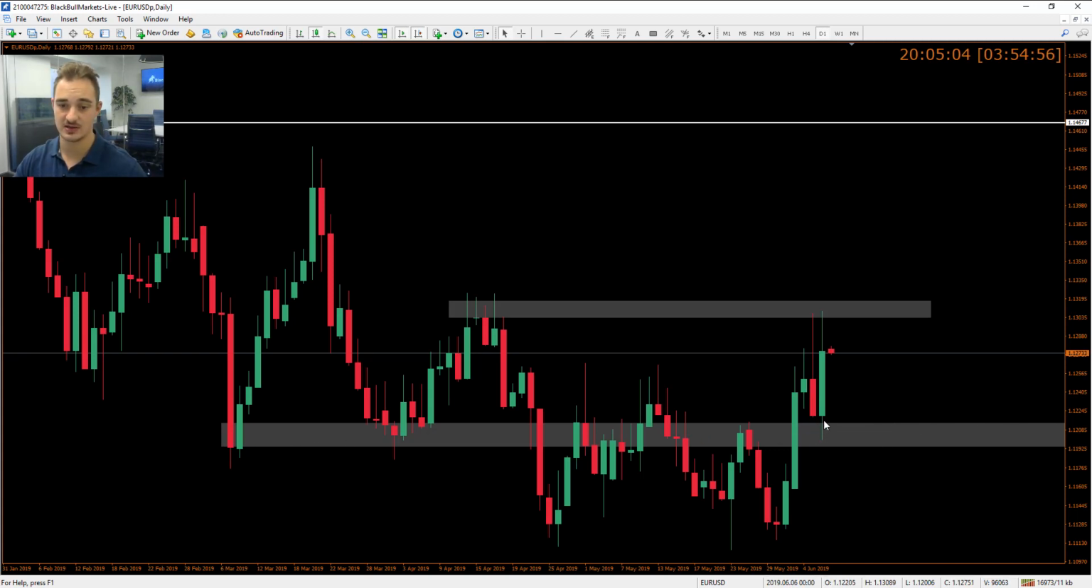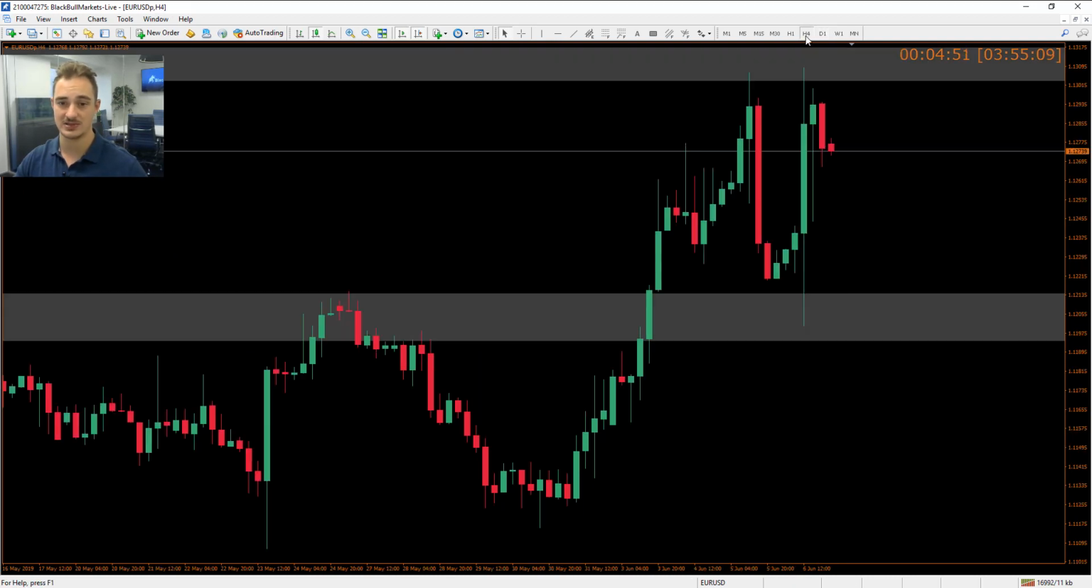We did have a test of this wick into that zone, and then the candle broke to the upside, taking out that wick as well. A nice little wick fill from this candle, using the momentum of the previous day's movement. So if we take it down to the lower time frame, what can we be potentially looking for? A nice move in here.